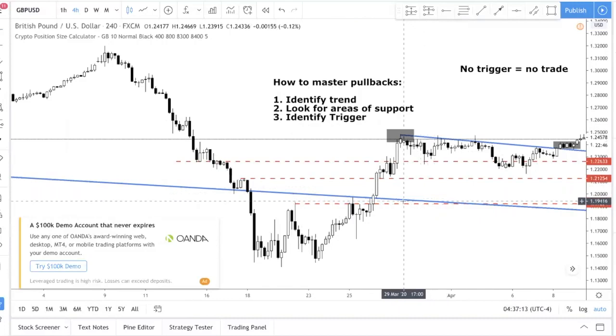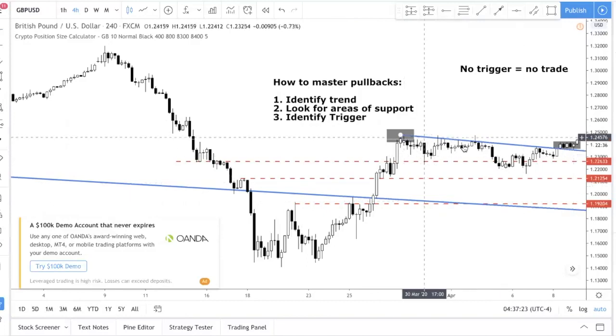Then lastly, you want to watch for a price action trigger. In this video, I just introduced one of the many triggers that I use, which is a counter trend line.